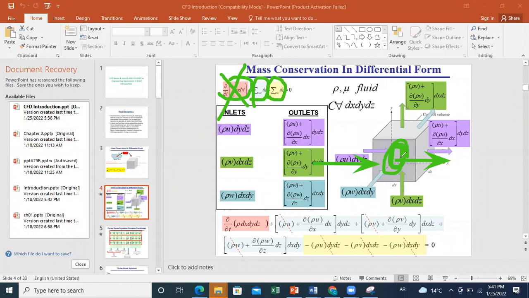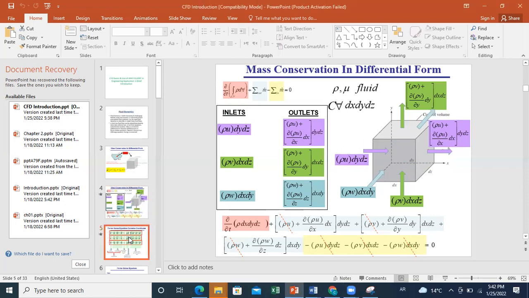So the mass within my control volume will change with time. If I have steady state cases, this means the quantities that will come in should go out. So by writing the balance of fluxes of mass, I can write the conservation of mass for this control volume.